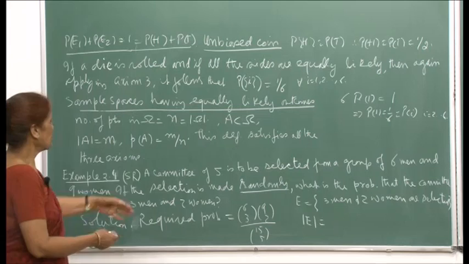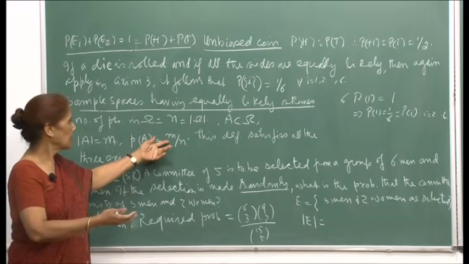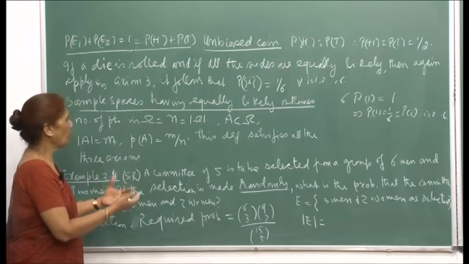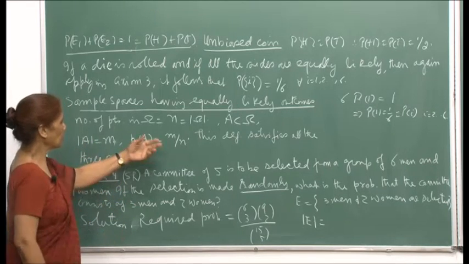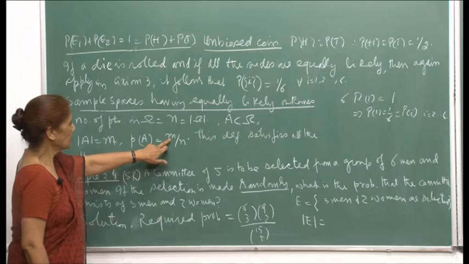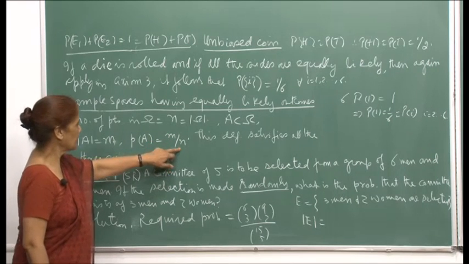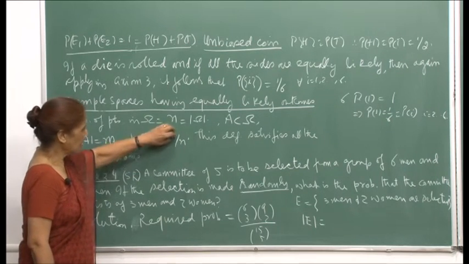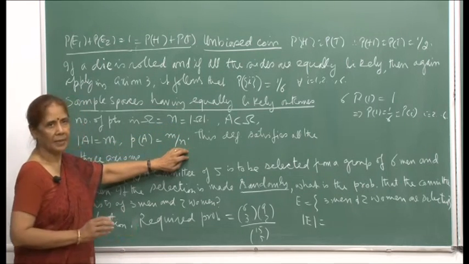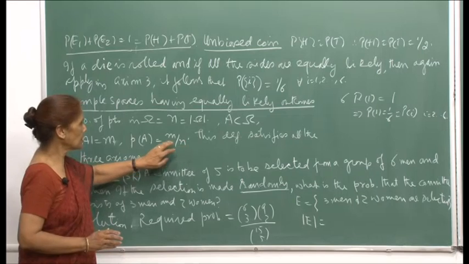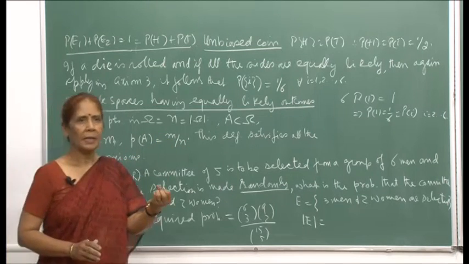That means the number of points available in A. There is another way of saying it: the number of favorable cases, that means the number of points which actually are in A, those are the points which will occur for A to occur. So the definition of the probability of the event A is the number of favorable cases for A divided by the total number of cases, that means the total possible outcomes.